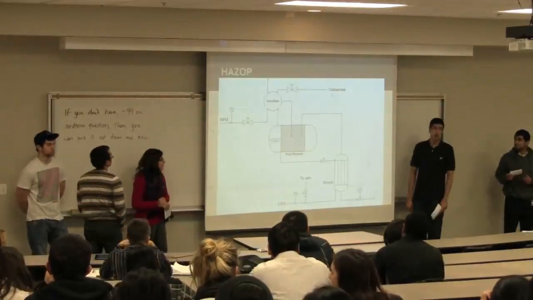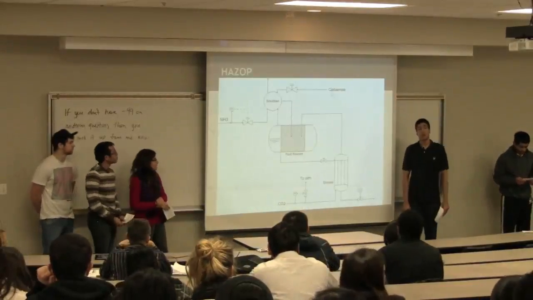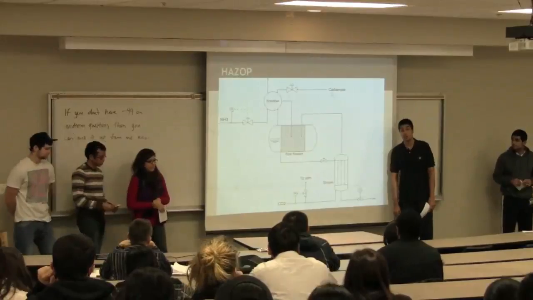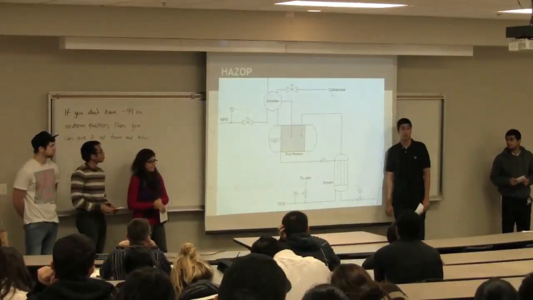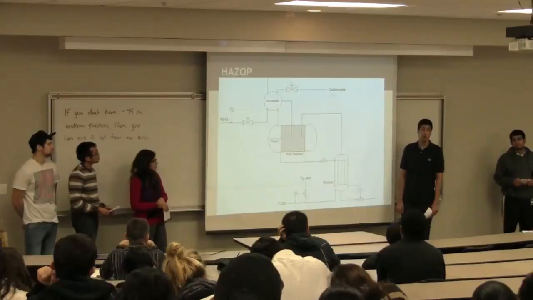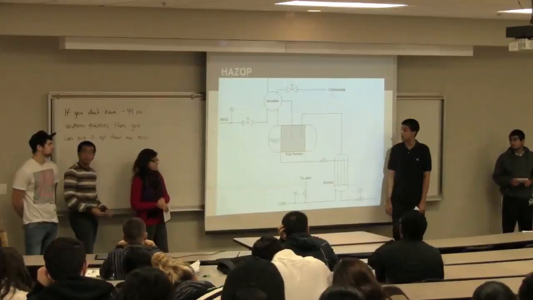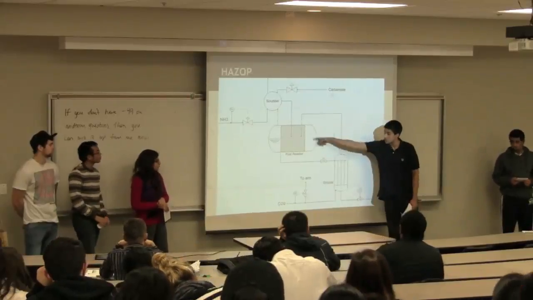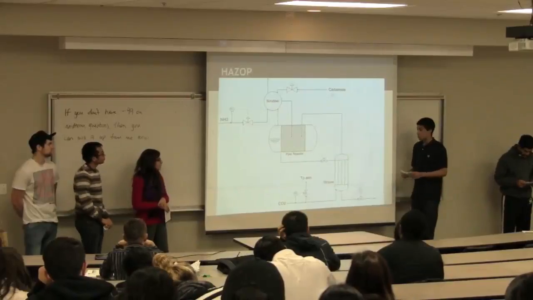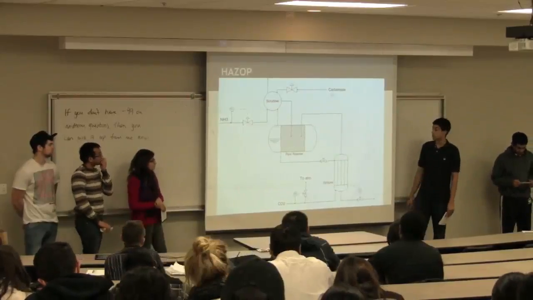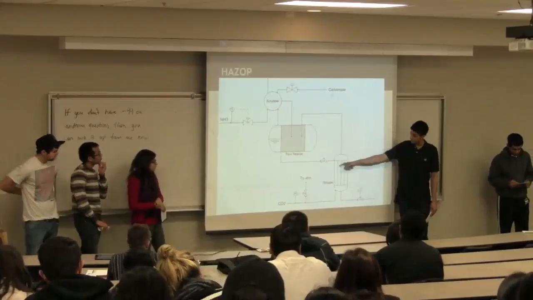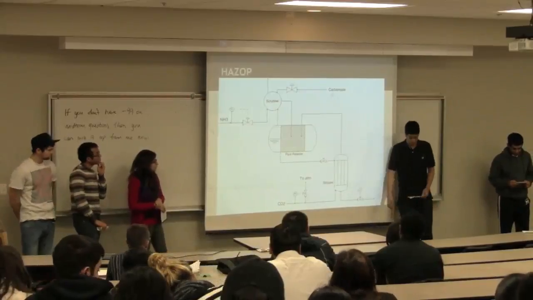So an interesting part about our process is that the main reaction takes place in a shell and tube heat exchanger and not just a regular reaction vessel. So the reaction is taking place on the shell side of the heat exchanger while the cooling water flow is coming in through the tube side, and that's represented by this here. So the node that we decided to use for our HAZOP to show you guys is the vapor stream coming out of the stripper entering the reactor.